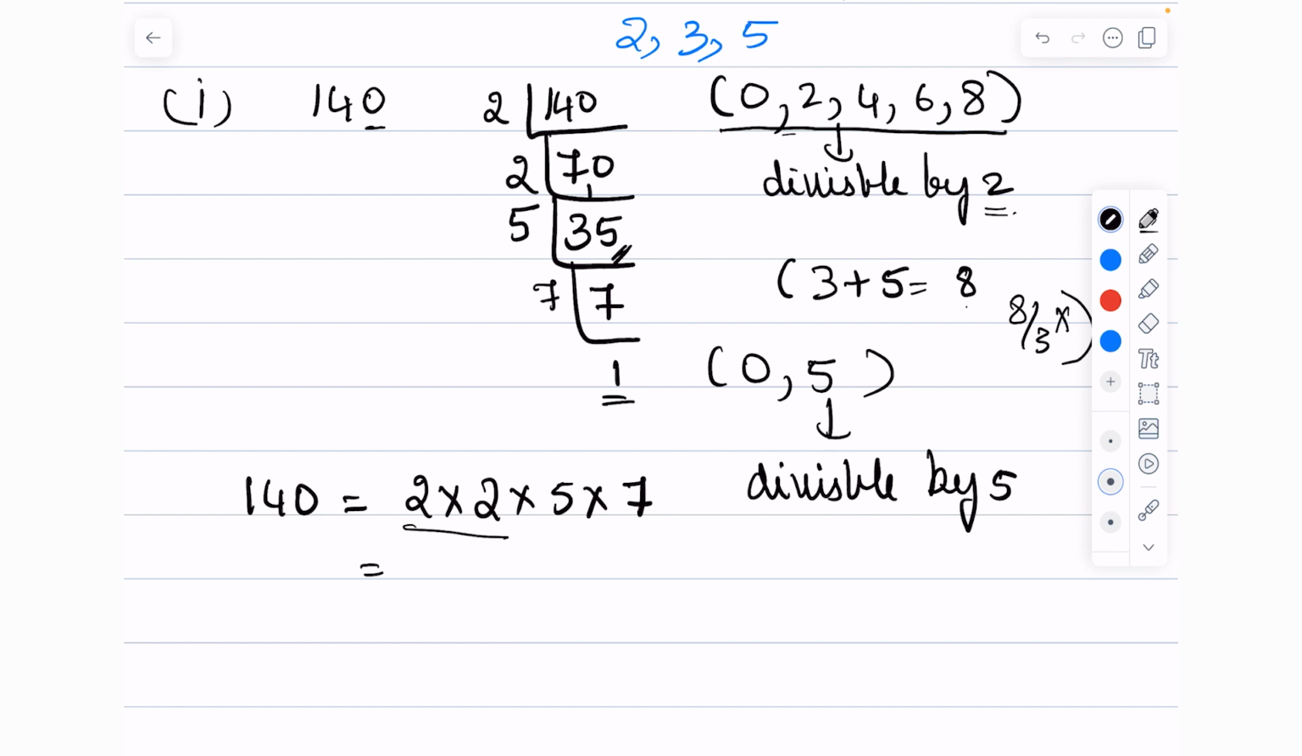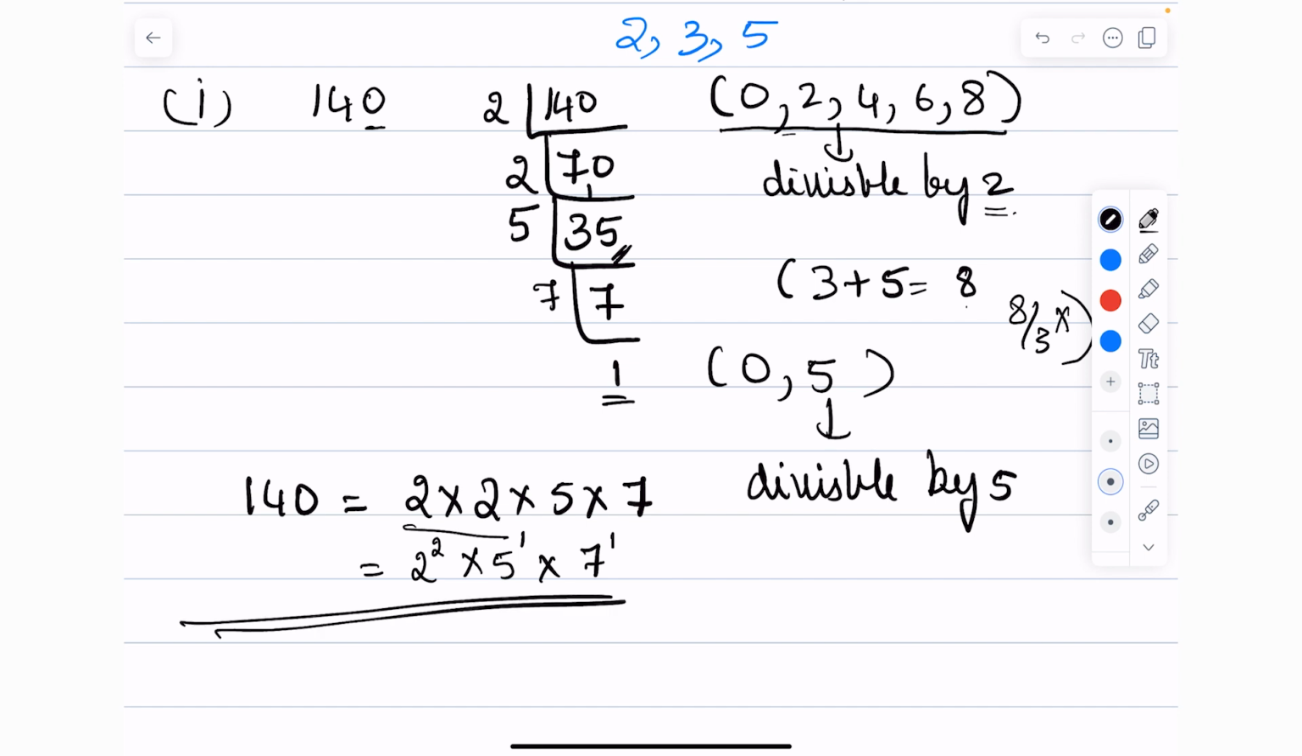So how many times is 2 repeated? 2 is repeated 2 times. So 2 to the power 2 into 5 to the power 1 because 5 is repeated once. 7 to the power 1 because 7 is also repeated once. So this is your answer. 140 can be expressed as a product of 2 to the power 2 into 5 to the power 1 into 7 to the power 1.